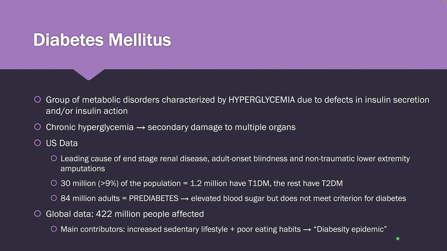In the entire world, a lot of people are affected. Around 422 million is Robbins' approximation at the time of publication. The main contributors are the increased sedentary lifestyle and poor eating habits, causing the diabetes epidemic. We can guess that especially now, with the pandemic still ongoing as of this presentation, people have a more sedentary lifestyle because the majority already work from home. Those are the main concerns regarding diabetes in terms of our health.